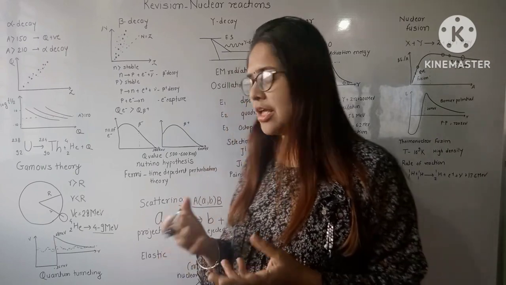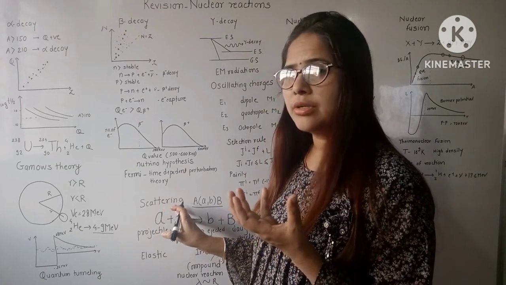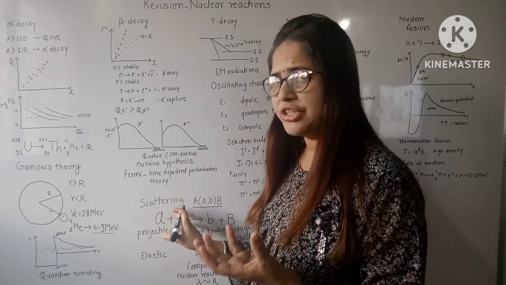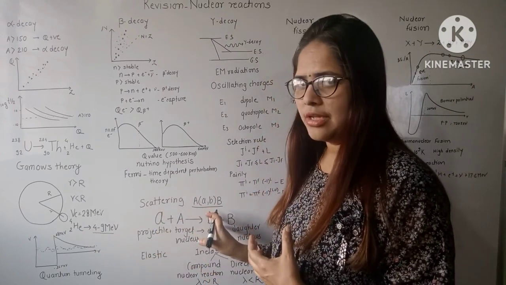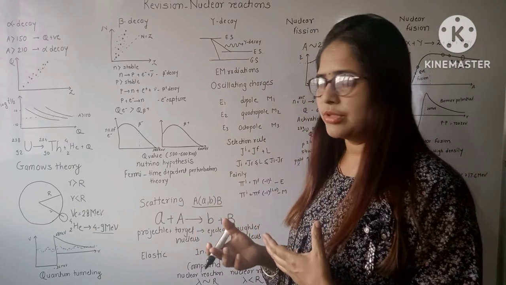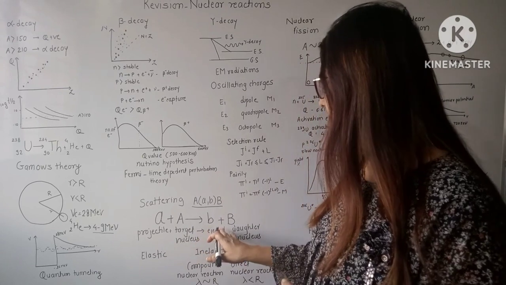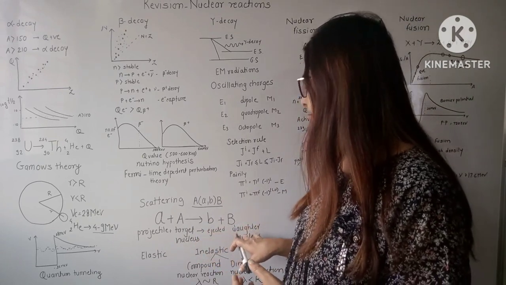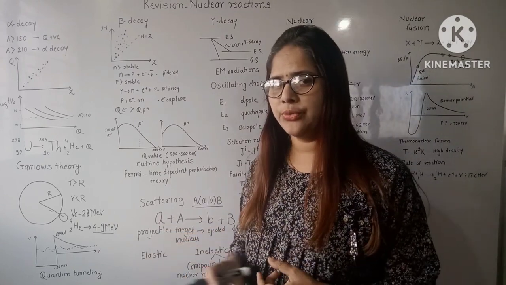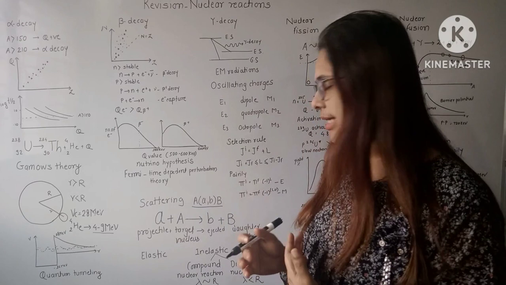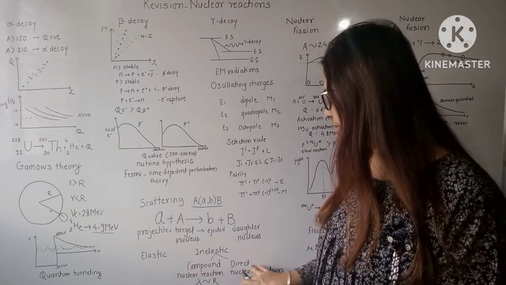In elastic scattering, we know that the kinetic energy of the elements involved, before scattering and after scattering, is exactly the same. That we call elastic scattering. In inelastic scattering, the kinetic energy of the ejected particle and the daughter nucleus is always less than that of the projectile particle and the target nucleus. In inelastic scattering also, there are two types, which are the compound nuclear reaction and the direct nuclear reaction.